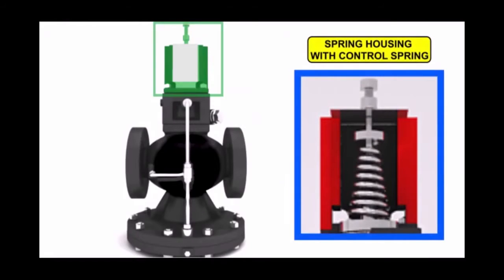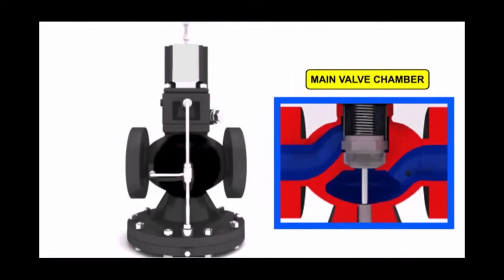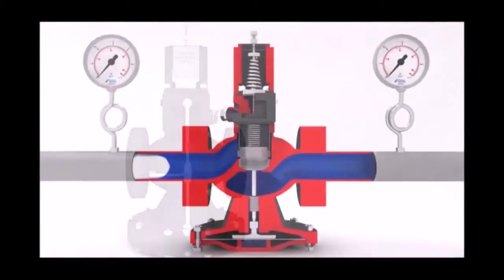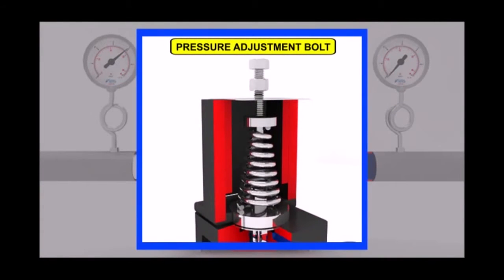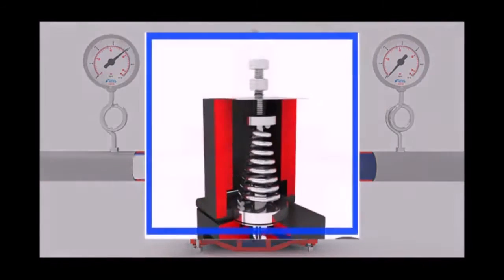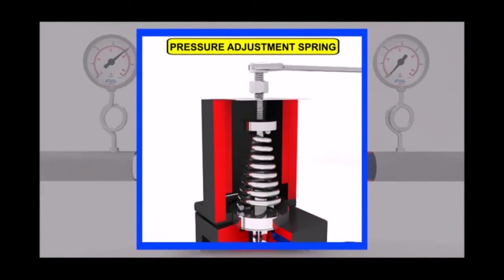Pressure reducing valve. Operation: spring housing with control spring, pilot valve chamber, main valve chamber, main diaphragm chamber. Downstream pressure setting is done by the pressure adjustment bolt. When the pressure adjustment bolt is fully loose, downstream pressure remains zero and steam remains accumulated in the main valve chamber. Tightening the pressure adjustment bolt compresses the pressure adjustment spring.